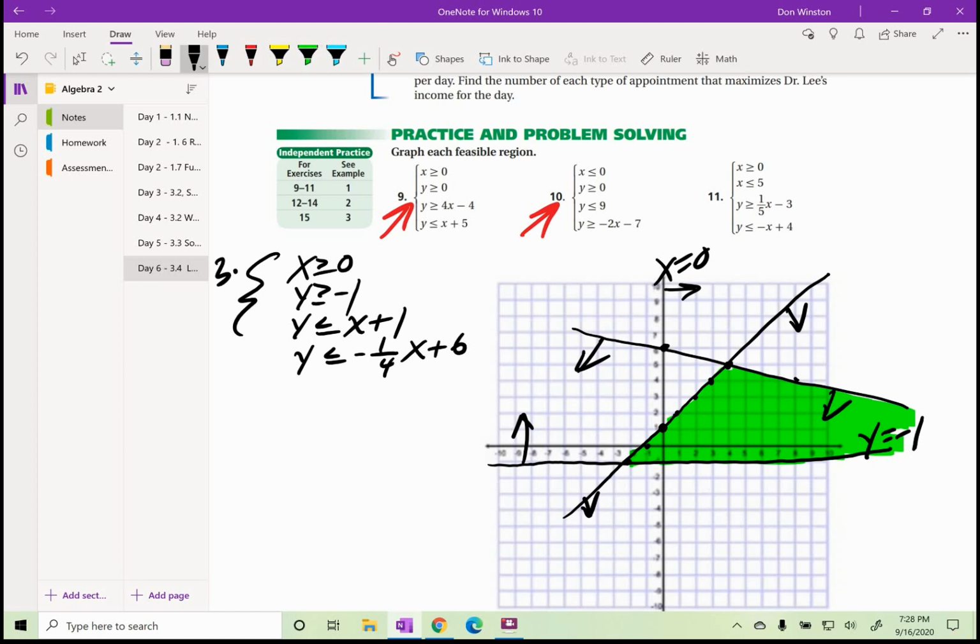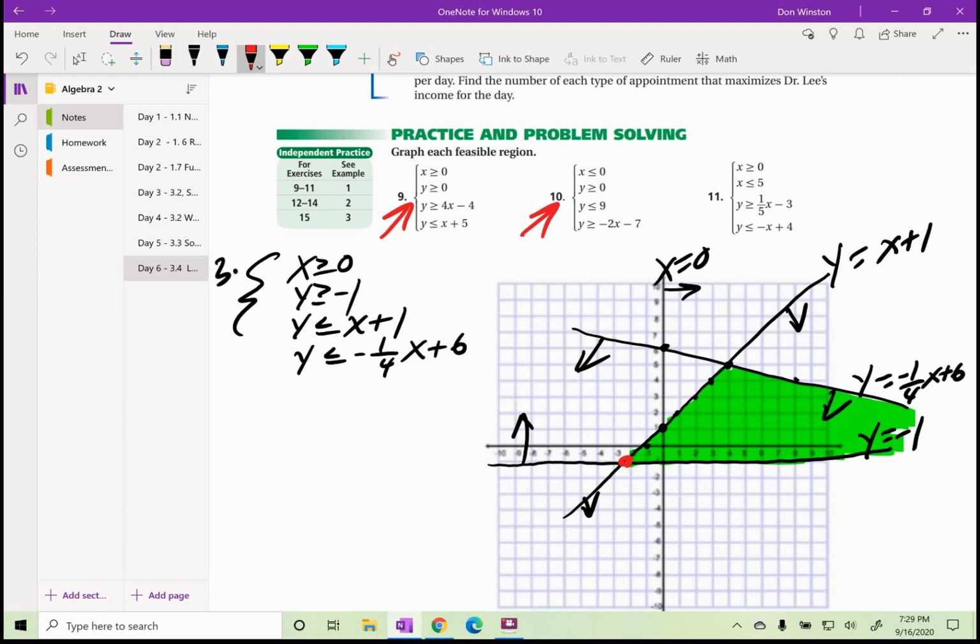So anyway, let me write these equations. I forgot to do that. That's important. So this is y equals x plus 1. Yep, I have to do that. And what was on this one was y equals -1/4 x plus 6. Okay, and so here, let's find these corner points right here.